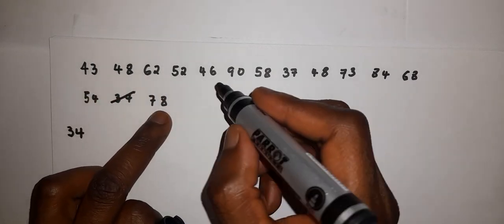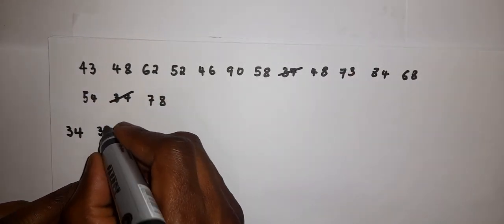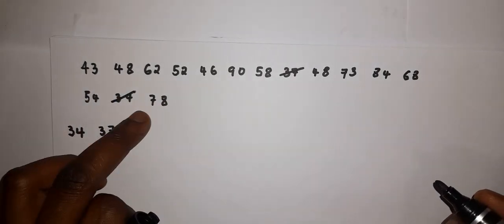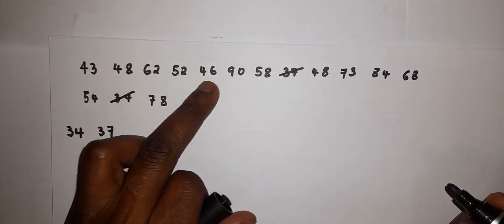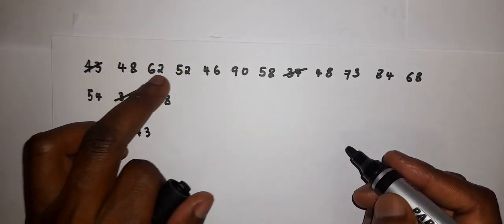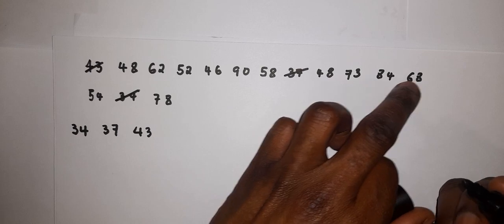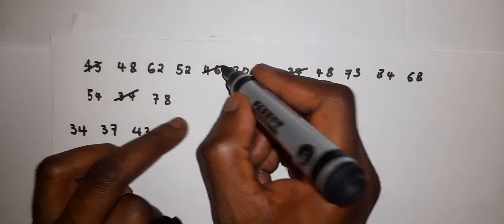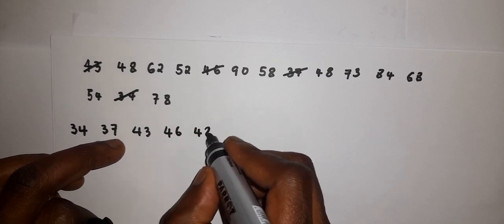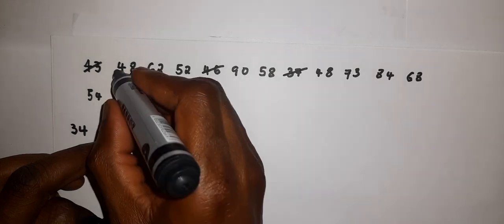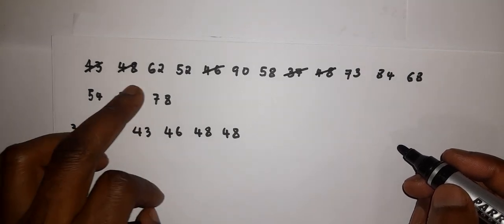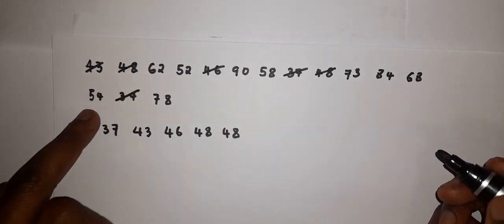I see a 37. There's my 37. Right, I'm done with the 30s. I go to the 40s. My first 40 is a 43. Cancel it out. Right, I see a 46, followed by 48, 46, and two 48s, because it's this one and this one. I don't see a 49, so I can go to my 50s.